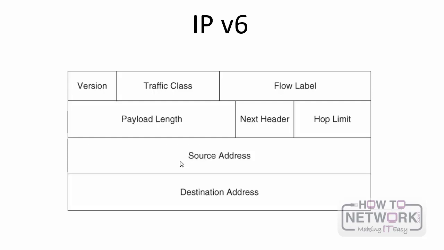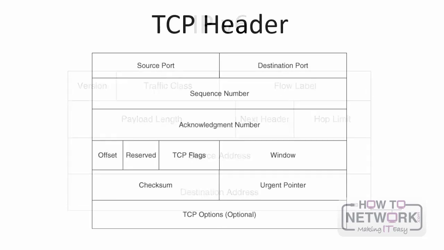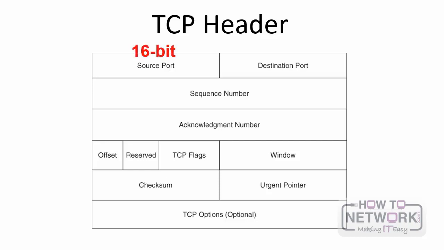Next, let's move on to the TCP segment header. Here are some of the fields you will certainly need to know. You have the source port field, which is the 16-bit field indicating the sending port number, and the destination port field, again a 16-bit field. So, for example, if you connect to howtonetwork.com, you're connecting to a destination port of 80, which is the TCP port for HTTP.